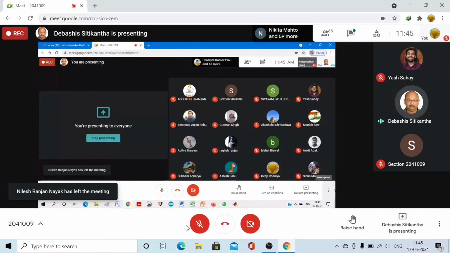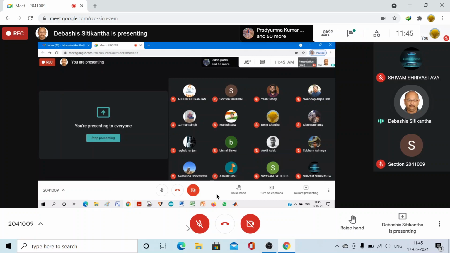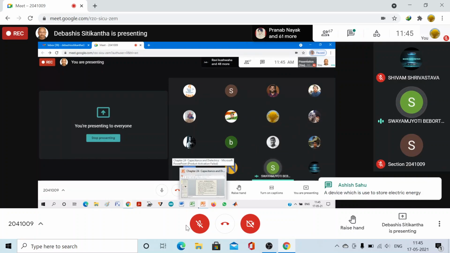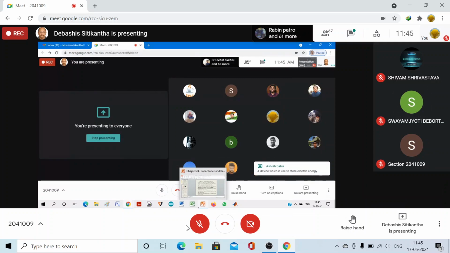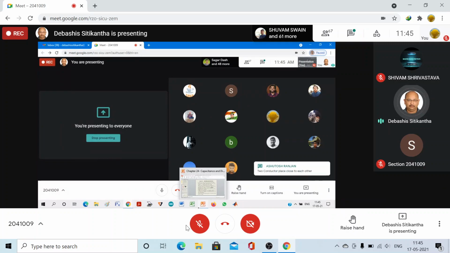Anisha Rai answered me that capacitor stores. Yes, yes, yes. So somebody voluntarily answered capacitor stores electrical energy. Okay, fine. It is a pair of parallel plates having an insulator in between them, and both the plates are oppositely charged. Okay. So any two conductors separated by an insulating medium is known as a capacitor. Many people are answering it correctly. Two conductors placed close to each other is known as a capacitor.